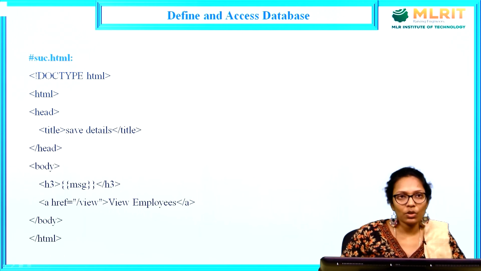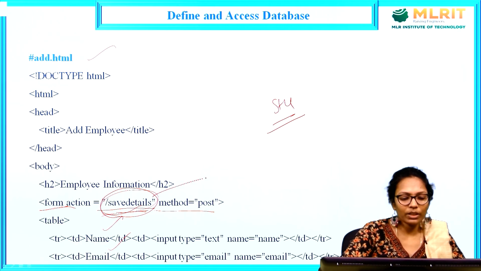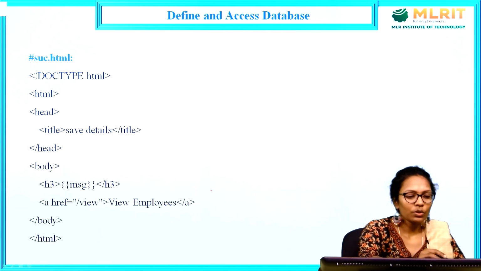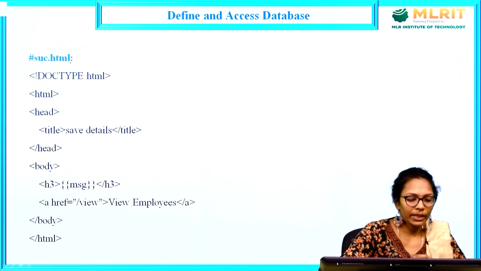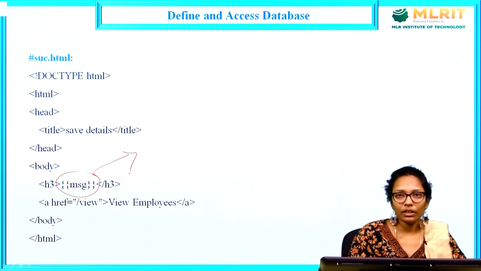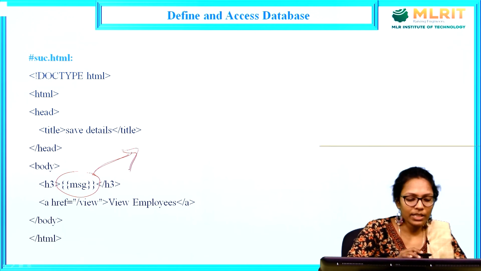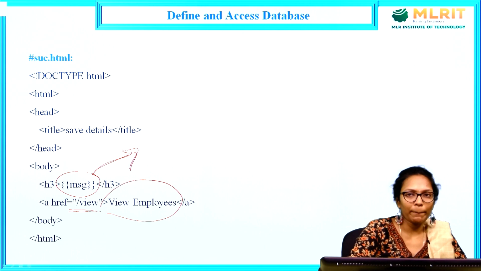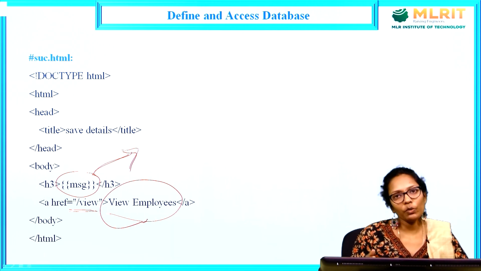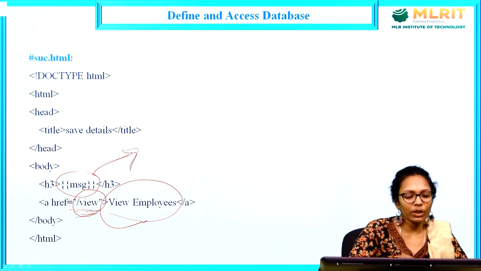And next is success.html. If you have successfully added the data, then this page /save details will redirect to success.html. So what is this success.html displaying? It is displaying a message. This message is passed by the Python application. This message may be can't be added or successfully added. After displaying that message, it is giving a hyperlink to view the employees. So after adding, if you want to view the employees, it will give a hyperlink. What is that hyperlink? View employees. It will go to the view tab.